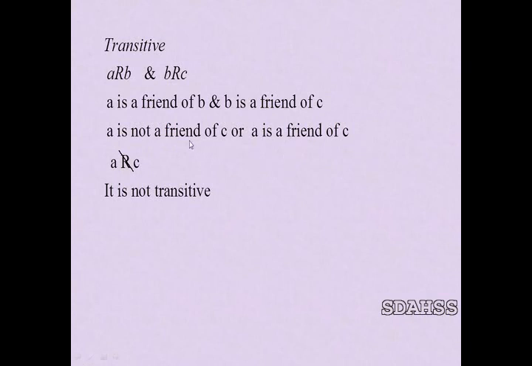Here we are having two possibilities. One is A is not a friend of C, or A is a friend of C. See, A is related to B and B is related to C means A is a friend of B and B is a friend of C. But A is not a friend of C. This is one possibility. Or A is a friend of C, another possibility. So A is not related to C. It is not transitive.